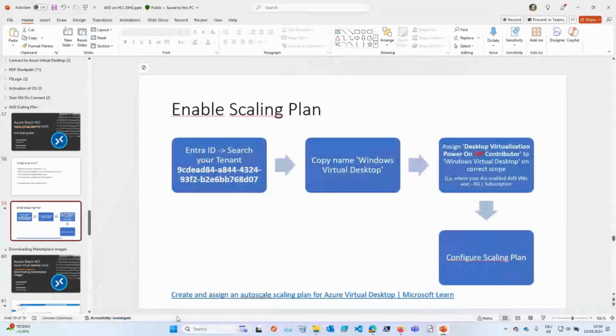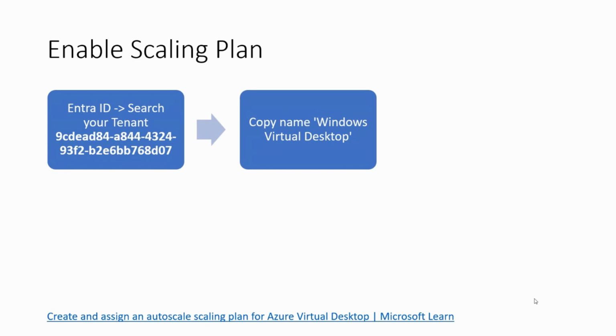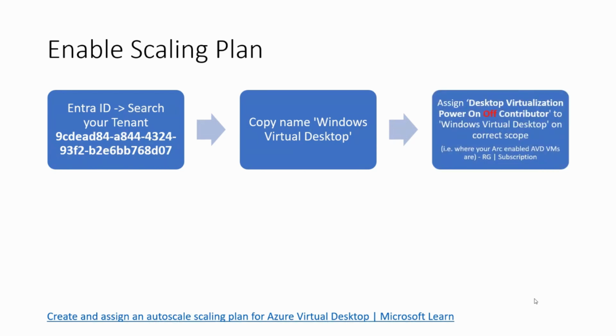Why? Because the scaling plan is an automatism that will not only start virtual machines, it will also shut down virtual machines, and that is done under this context. So look for this GUID in your Entra ID, copy the name which it translates to. In our case, it will be the Windows Virtual Desktop application. Give that application, or the service principal, power on and power off contributor rights to the scope where your virtual machines are in, right?